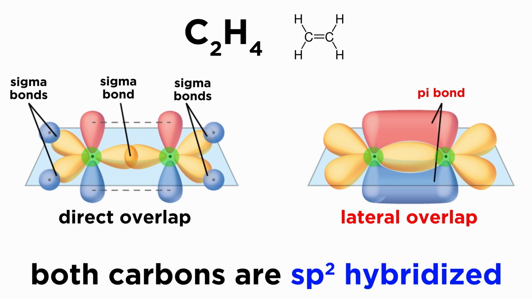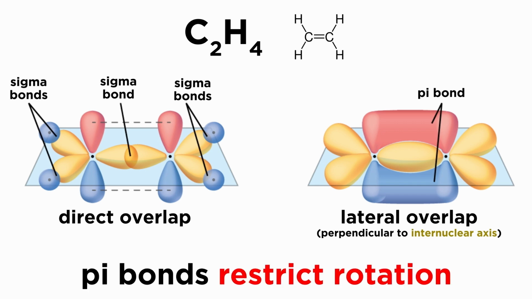and there is 1 pi bond due to lateral overlap of these unhybridized p orbitals, meaning they point in a direction that is perpendicular to the internuclear axis, and then overlap in side-by-side fashion, while the 4 hydrogen atoms form sigma bonds with the 4 remaining sp2 hybrid orbitals. Unlike sigma bonds, pi bonds restrict rotation, because if we were to twist this molecule, the p orbitals would no longer overlap and the bond would break.